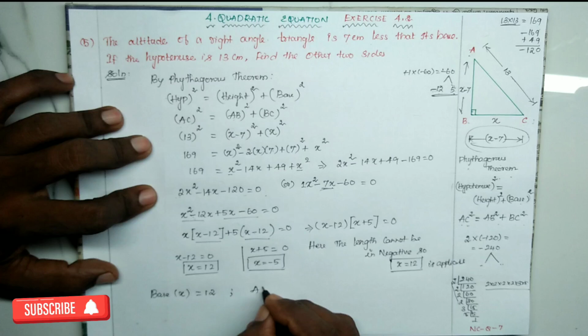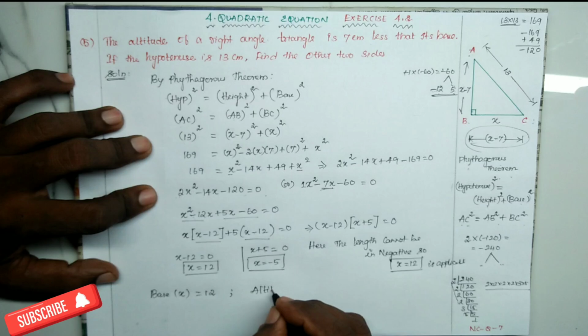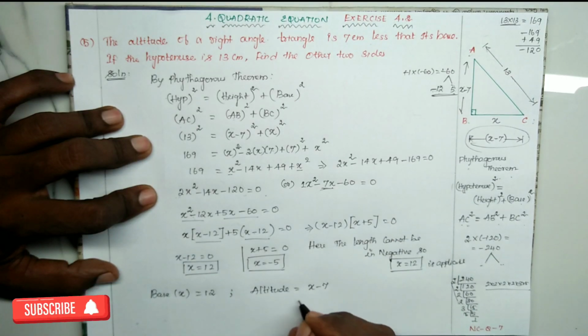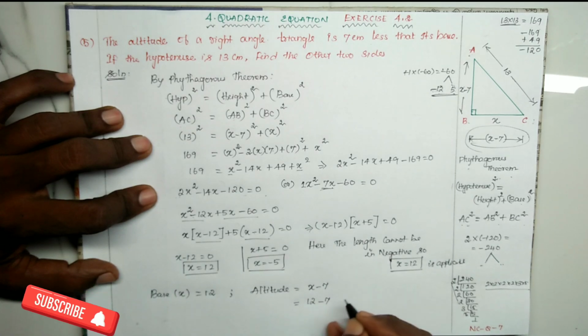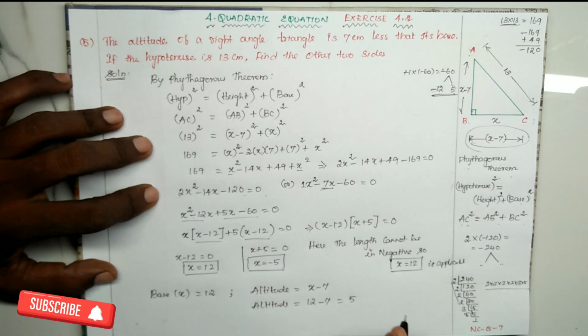Now we have to find the altitude. Other two sides means one is the base, another one is the altitude. So the altitude is nothing but AB. AB we have taken as x minus 7. So x is 12, 12 minus 7, that is equal to 5. So the altitude is 5 and the base is 12. This is the final answer.